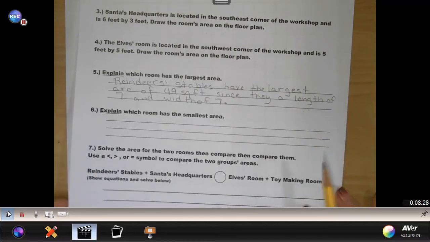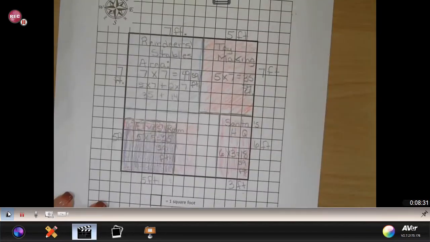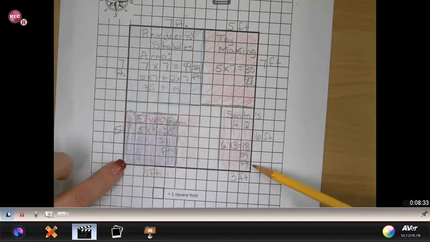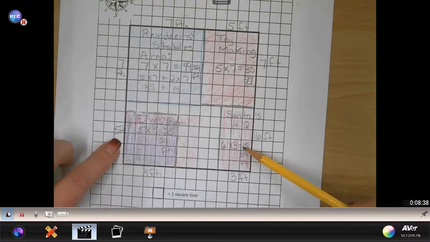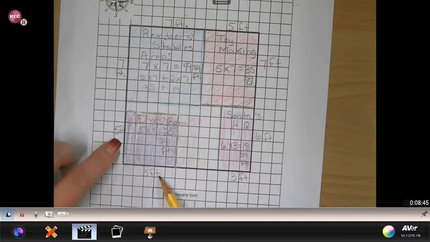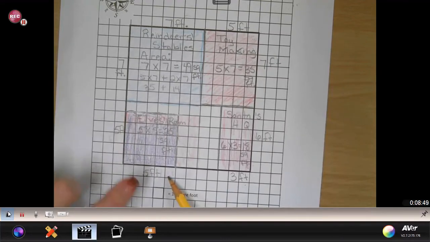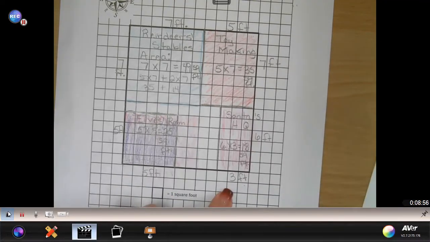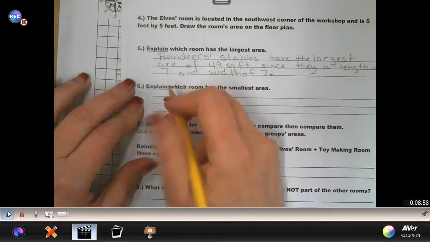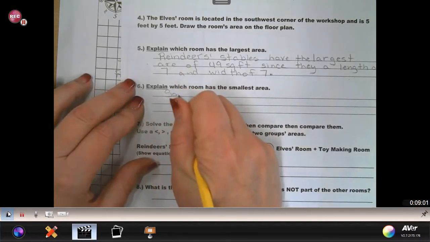Now the smallest is going to be, now we had to take a look here, we have a 6 by 3 and a 5 by 5. Now the 3 is what kind of makes this the smallest room, because this is just 2 more over that, and it's 1 row less. It may be 1 row less, but it's 2 square feet less per row. So the smallest area is Santa's headquarters. Poor Santa. Santa has the smallest.